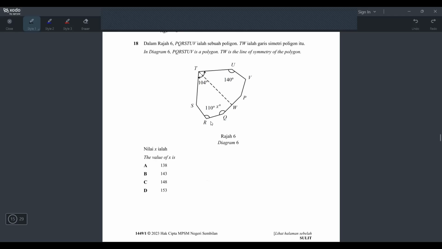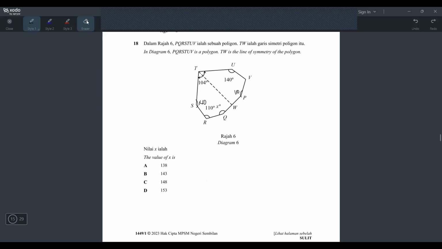So we can say that this shape and this shape, they are congruent. What is congruent? It means they are exactly same shape, exactly same size. And maybe you can say this is a reflection. They are the reflection of each other. It means if this is 140, this is 140. If this is 110, this is 110.